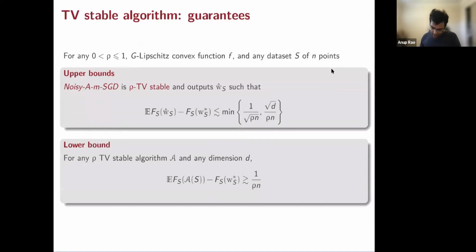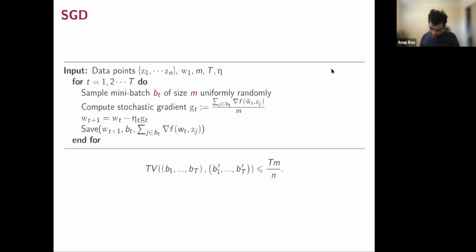And we also get a lower bound, which is not tight. We get that for any algorithm that is rho total variation stable, the accuracy cannot be better than 1 over rho n. So we don't get this square root d factor, and also in high dimensions, we don't get the 1 over square root rho n. So 1 over square root rho n is the first, this is better than the second bound in very high dimensions.